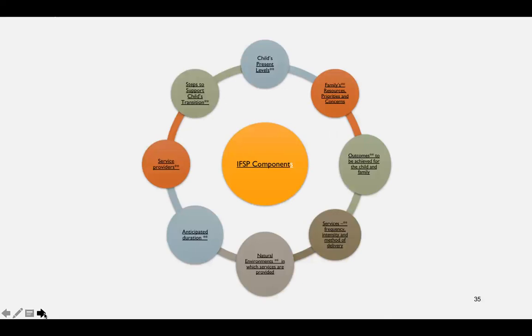We have completed our review of the required components of the IFSP. Let's take a moment to think about these steps and components and the roles and responsibilities you may have in completing them.